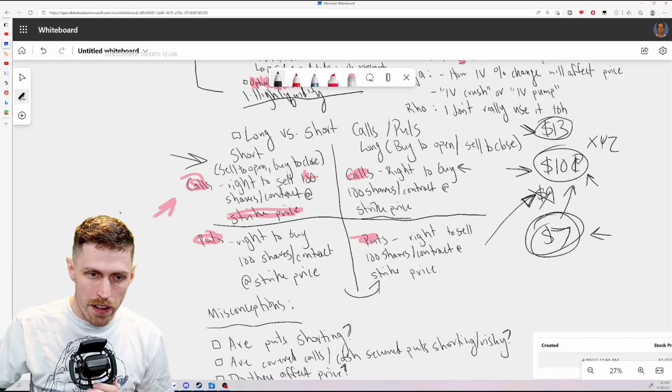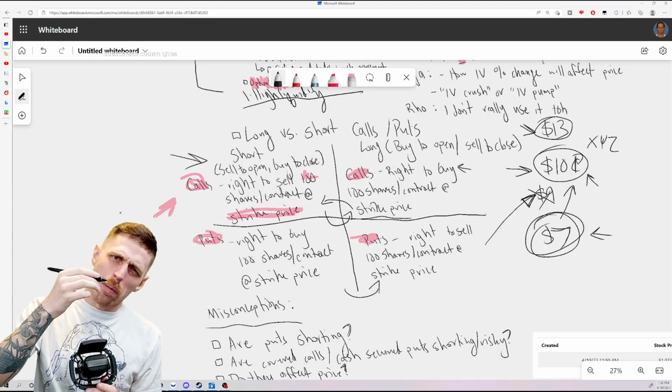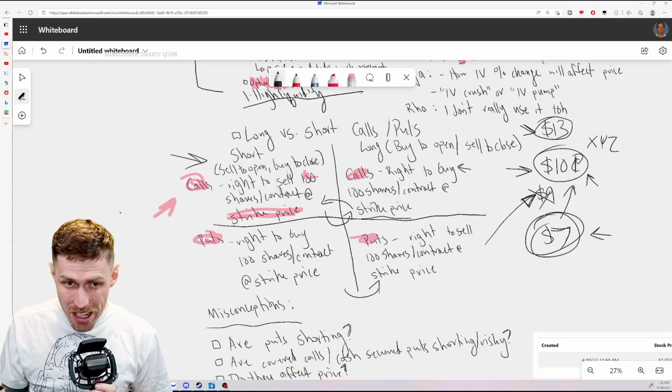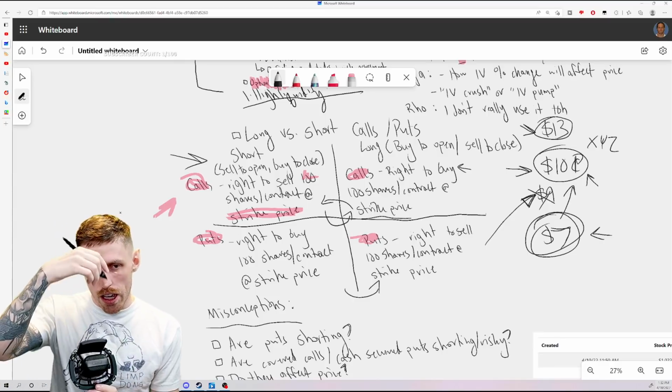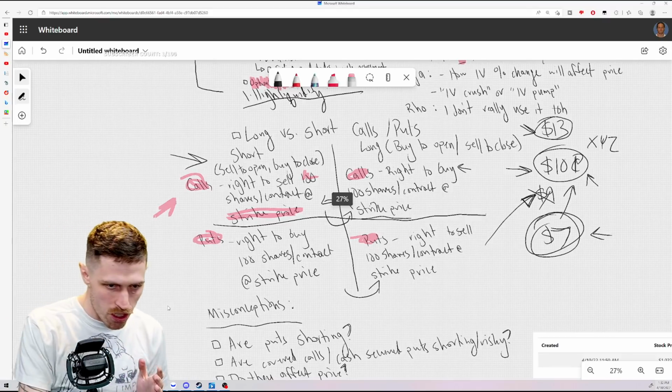That's the easiest way to think of it. Think of the opposite side of the trade every single time, and you're not going to get mixed up. There's always somebody on the opposite side of your transaction. Most of the time it's a market maker, but there's always an opposite side of your trade. And that's the way that you have to think about a long call or a long put, a short call, a short put. So let's crush some misconceptions before we continue on.